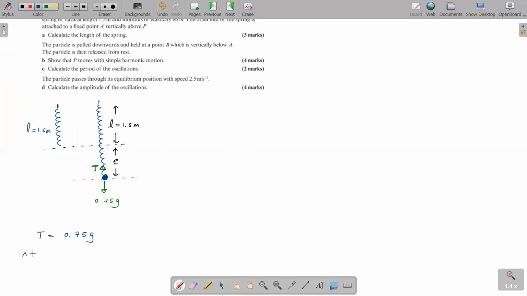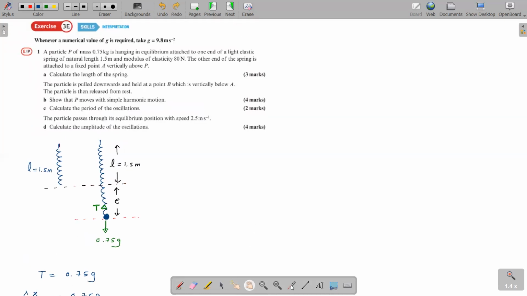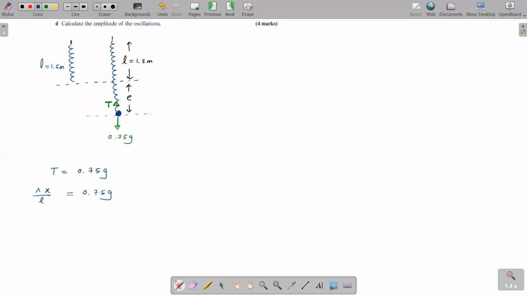So tension is lambda x over L, which is equal to 0.75 g. Guys, can you substitute the values? Do we know the lambda value? Yes, the modulus of elasticity is given to us as 80 Newton. So lambda is 80, times what is the x value? E. And what's the natural length?